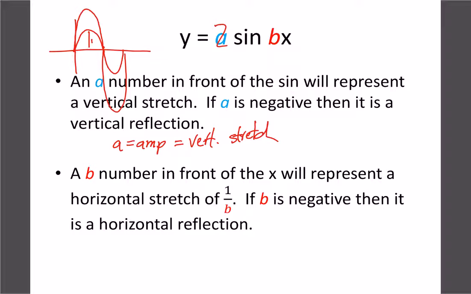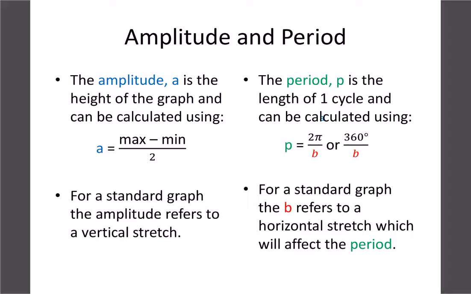The b number now, remember b is our horizontal, so we'd have 1 over b. Remember from our first unit, we always have to do the flip, so 1 over b would be our horizontal stretch. It doesn't give us the period, but it is related to the period. So if I had a normal graph with a period of 2 pi, and I told you let's make it a 2 times horizontal stretch, that would double it, so our new period would be 4 pi. If I said our original was 2 pi and I did a half horizontal stretch, that would cut the period to 1 pi. So our period and our b are related to each other, and there is a formula for that.